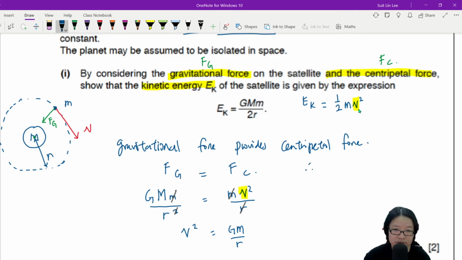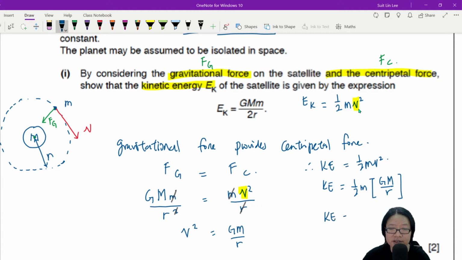So if I want to find kinetic energy, which is half mv squared, I can substitute. This will be half m, and what is my v squared? G big M over R. So finally, kinetic energy is equal to GMm over 2R. Proven. Whenever you show this kind of proof, make sure you include the key steps. Number one, you must have a statement, something like gravitational force provides centripetal force.